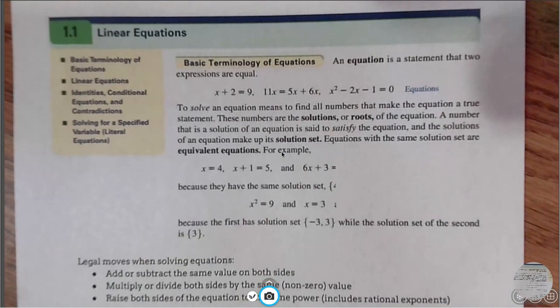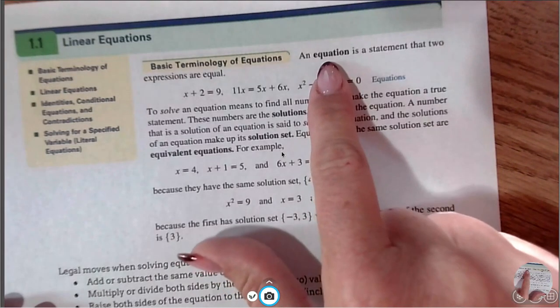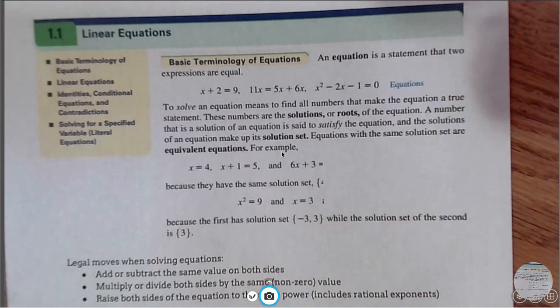1 for college algebra. We're going to be talking about linear equations. So some basic terminology that you need to know. An equation is a statement that two expressions are equal. It doesn't have to be true. You can have an equation that's not true, like I could write down 2 equals 7. That doesn't make 2 actually equal to 7, but it's still an equation.